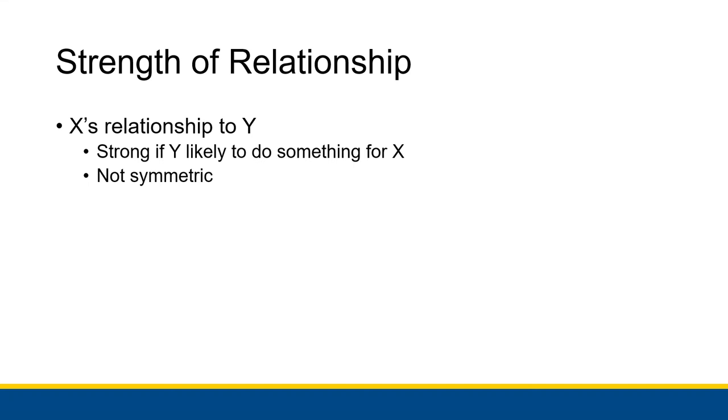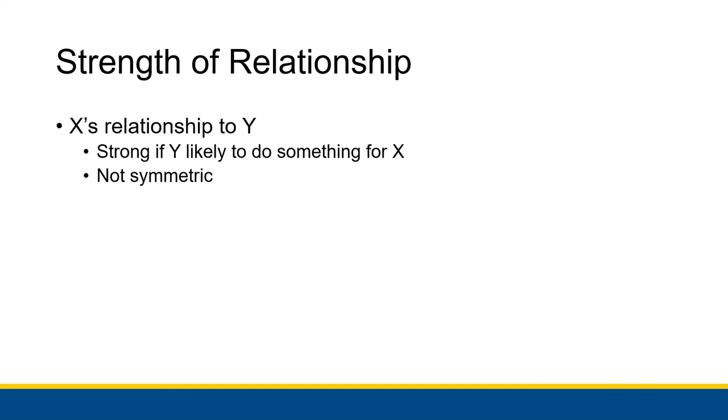So Y's relationship with X is probably weak, but X's relationship with Y might be strong if Y is a super fan or something like that. So that's what I mean when I say that it's not symmetric. It doesn't necessarily go both ways, and that's a really interesting aspect of social networks, especially if we look at social networks over a website like Twitter, where you follow someone, but that doesn't mean they have to follow you back. So you can have a relationship with that person, but they might not have much, if any, of a relationship with you, other than, oh, this person likes my stuff.